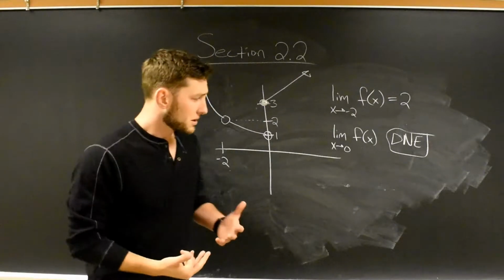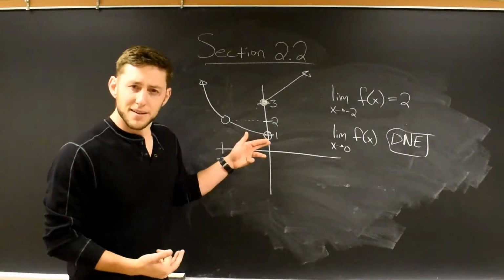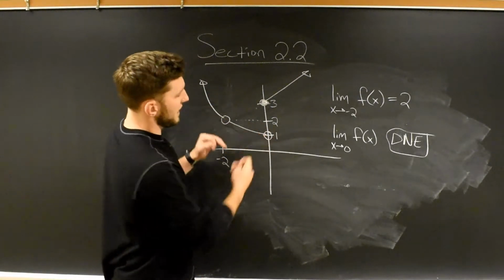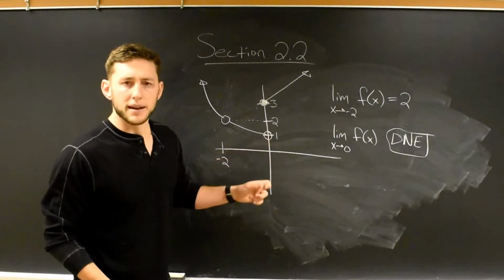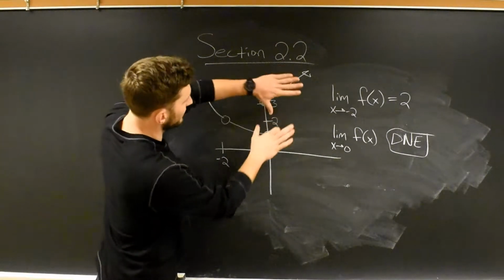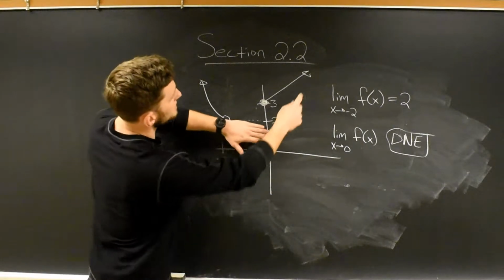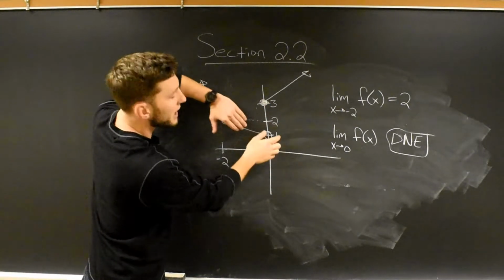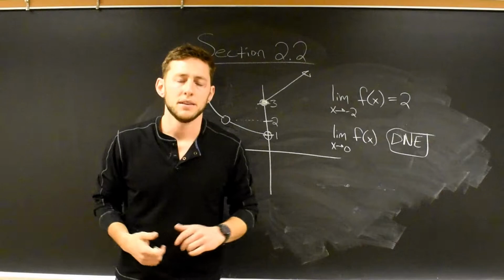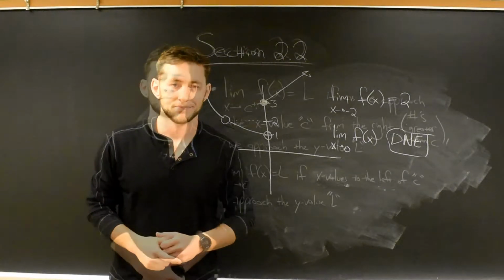Now, what we could start to think about is, what if we just home in on this side? Maybe we do get a limit here if we just ignore this whole half. That's going to be one-sided limits.